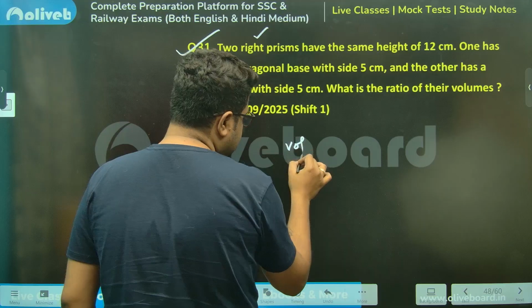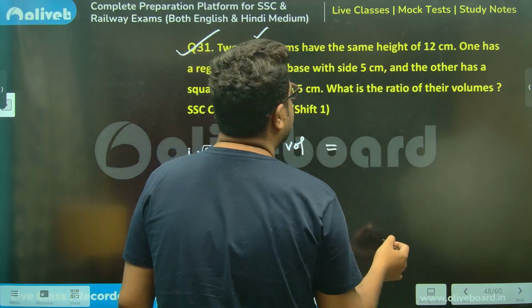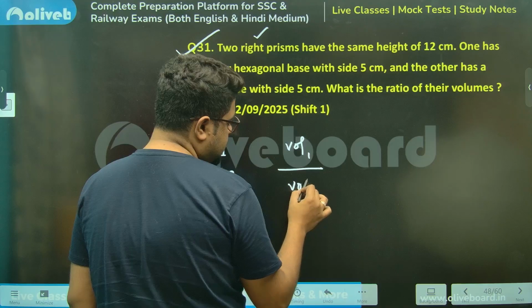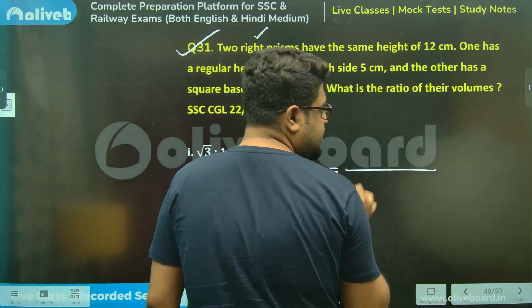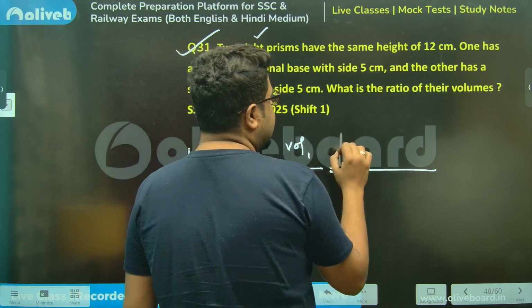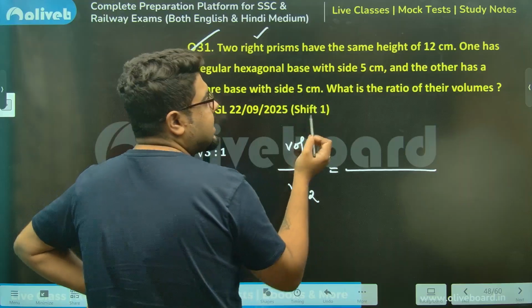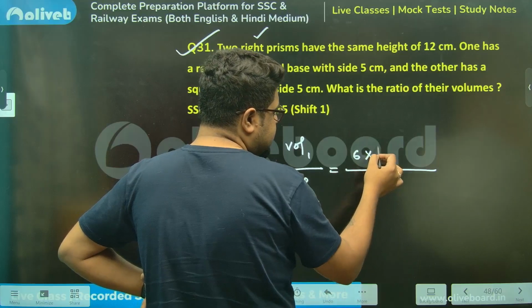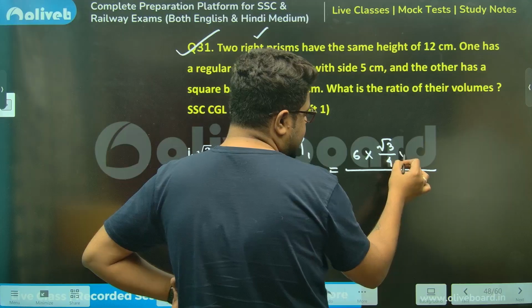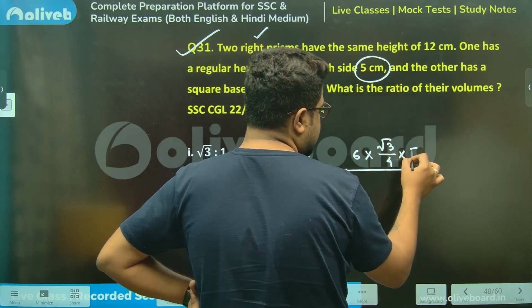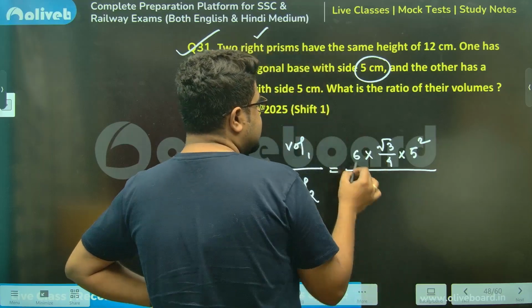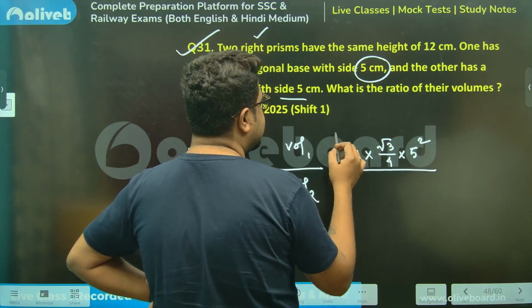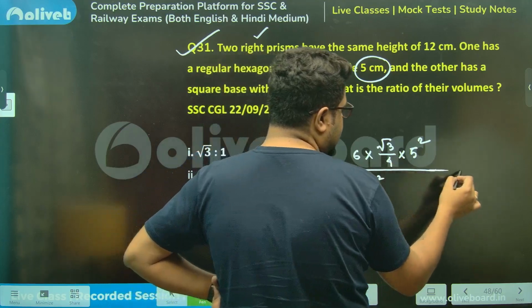Volume ratio they are asking. So volume 1 by volume 2. Area of the base into height. Area of the base in this case, hexagon. I'm not using the direct formula, I'm using basics: 6 times root 3 by 4, 6 equilateral triangles, into 5 square. And over here, this is a square, so the area of the base will be only 5 square, into height. Height is the same.